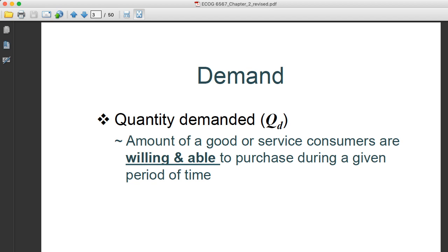So this notation QD represents the quantity demanded. This is distinct from the demand function. Okay, so this is just the quantity, the amount of a good or service consumers are willing and able to purchase during a given period of time. Notice I have to specify all that. Those are all the assumptions in writing QD.